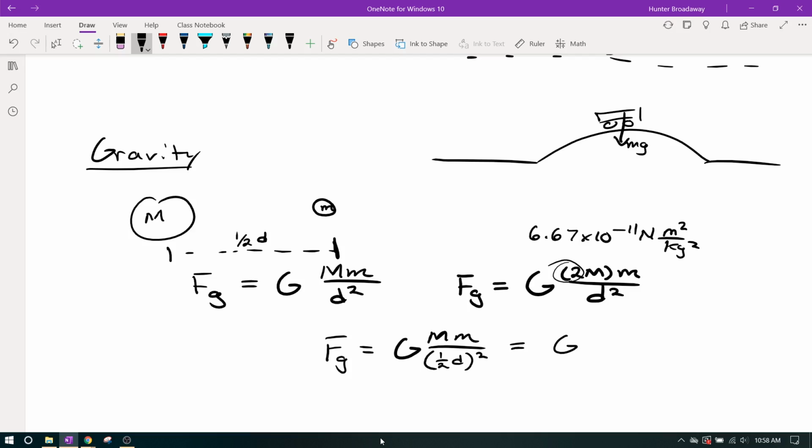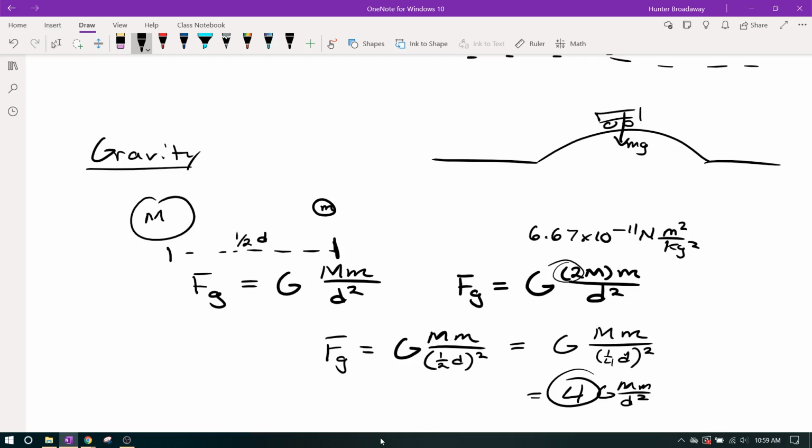That is very true. If you're dividing by a smaller number, your answer is greater. So 1/2 squared is really 1/4. And if you divide a number by 1/4, it's really the same as multiplying it times 4. So because of this 1/4 at the bottom, this is really the same thing as 4GMm over d squared, which means that if you halve the distance between these, the force of gravity is going to become 4 times greater, and that is because the distance squared is what the dependency is for gravity.